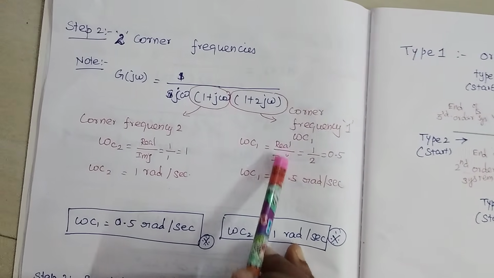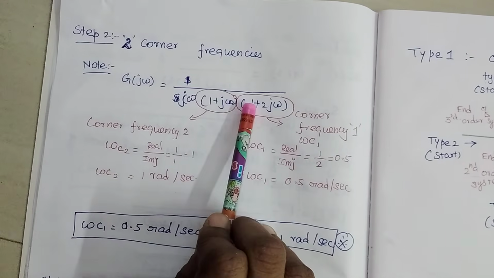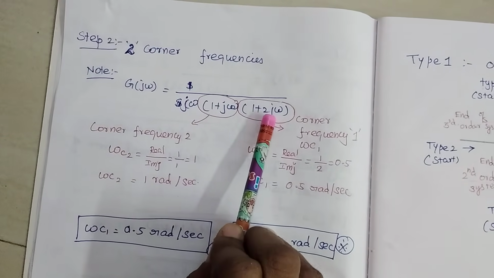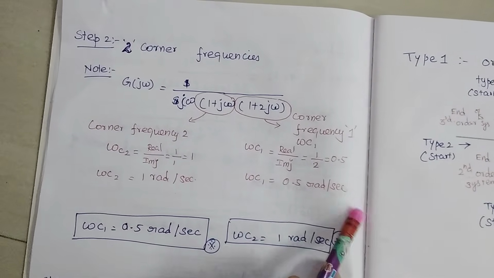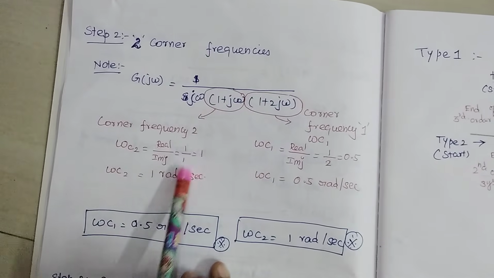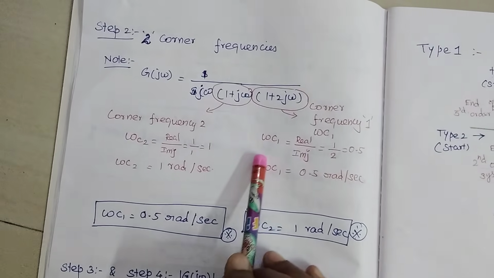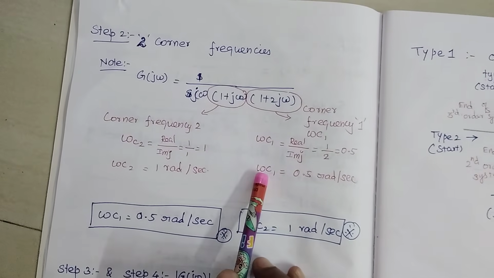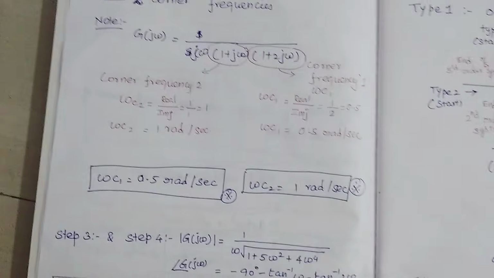Here we take the real part divided by the imaginary part coefficient, that is 1 divided by 2 value. 1 by 2 equals 0.5 radian per second. Here real by imaginary, 1 by 1 equals 1, so 1 radian per second. So we have 2 corner frequencies: omega c1 is 0.5 radian per second, omega c2 is 1 radian per second.